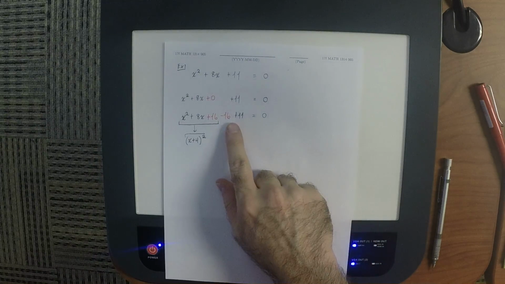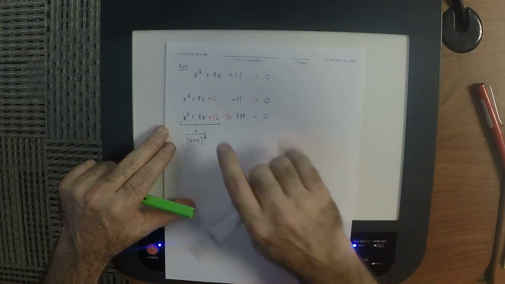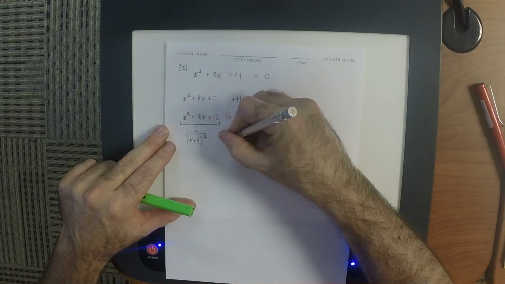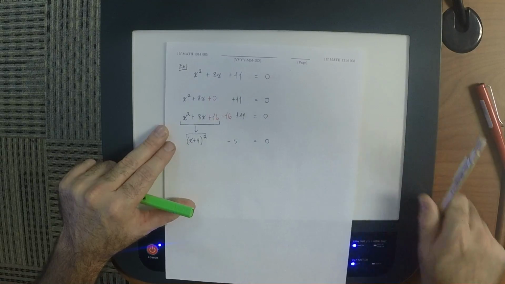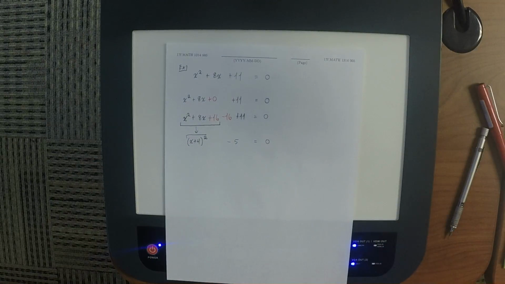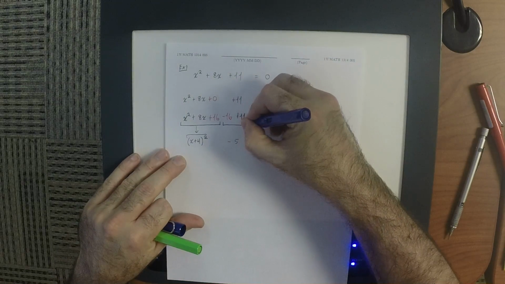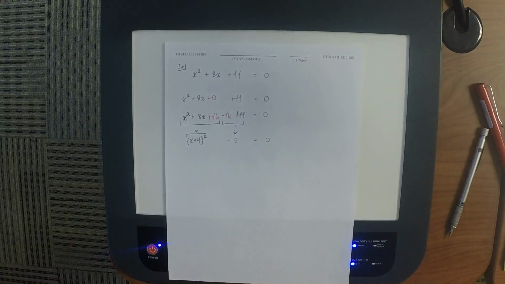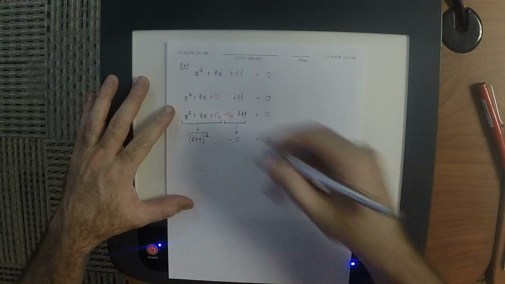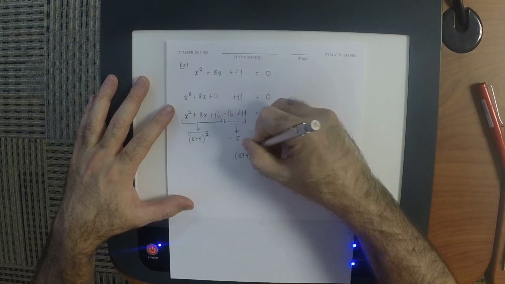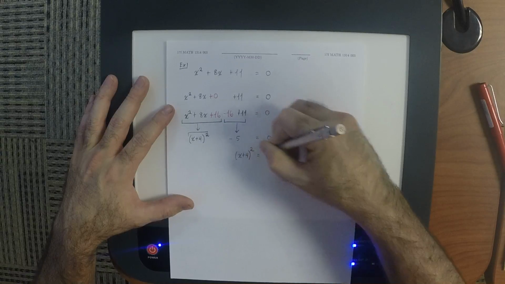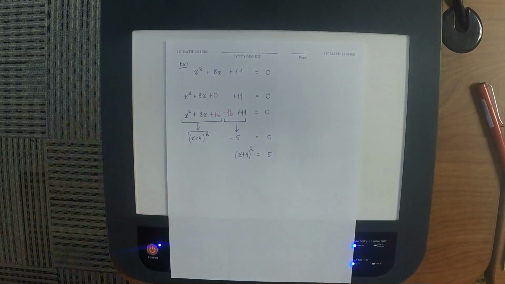Okay, then we can combine all of the constants together. So negative 16 plus 11, that's negative 5, so minus 5 equals 0. So these ones became that one. So now I'm going to move the 5 to the other side and obtain the following equation. That (x plus 4) squared is 5.